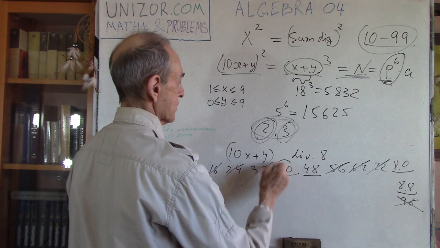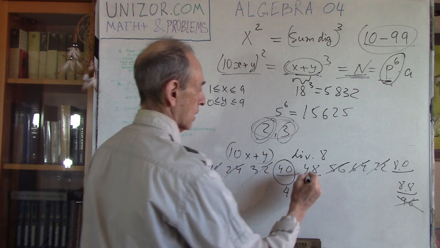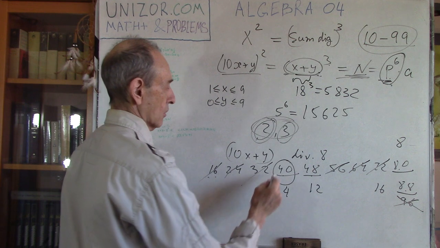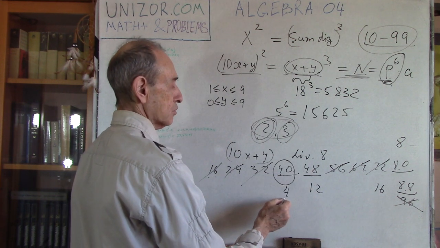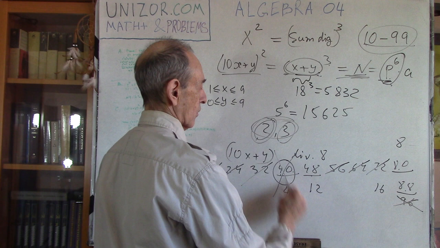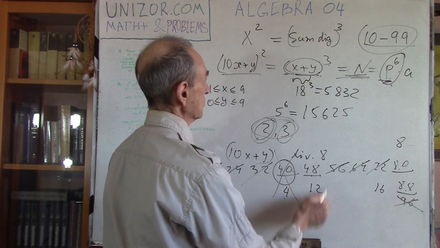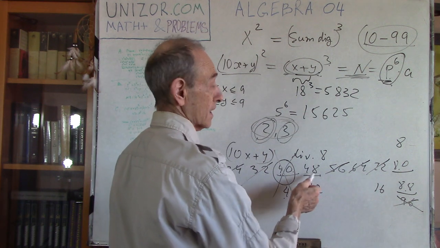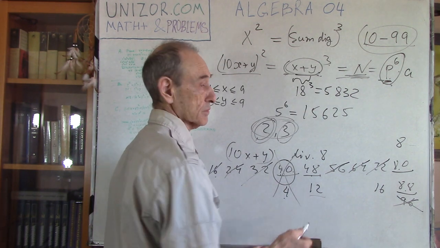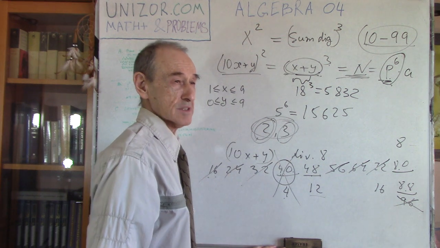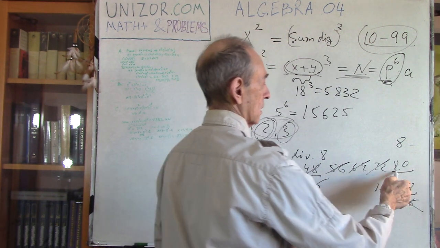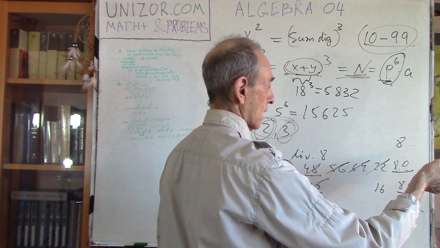So for these, the sum of digits is 4, 12, 8, and 16. So 40 squared should be equal to 4 cubed. No, not even close, obviously. This is 1600 and 4 cubed is 64. Doesn't work. 48 squared is supposed to be equal to 12 cubed. 50 squared is 2500, so 48 squared is a little less than 2500. 12 cubed, 12 by 12 is 144, times 12, it's like 1700, something like this. Not even close.